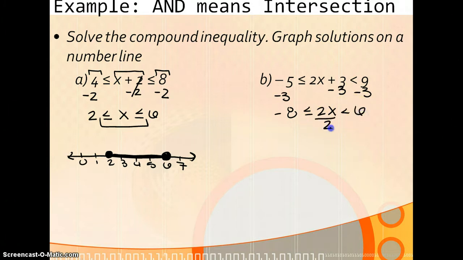Now divide by 2. And again, I did it to all three portions. You get negative 4 is less than or equal to x, which is less than 6.